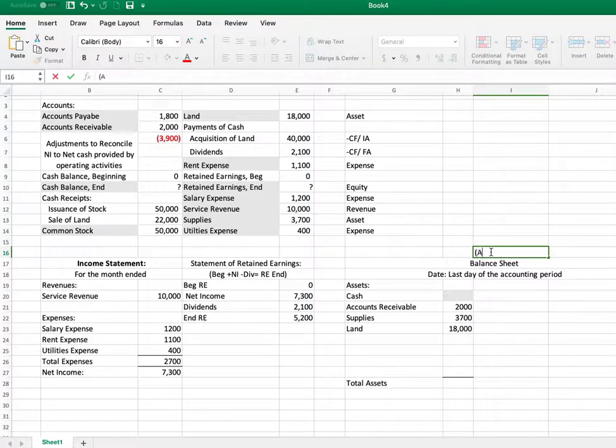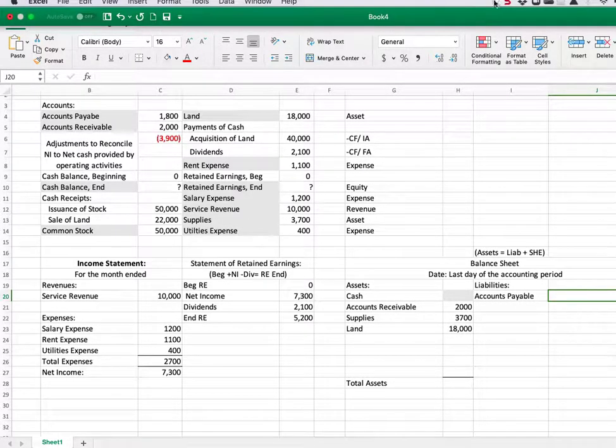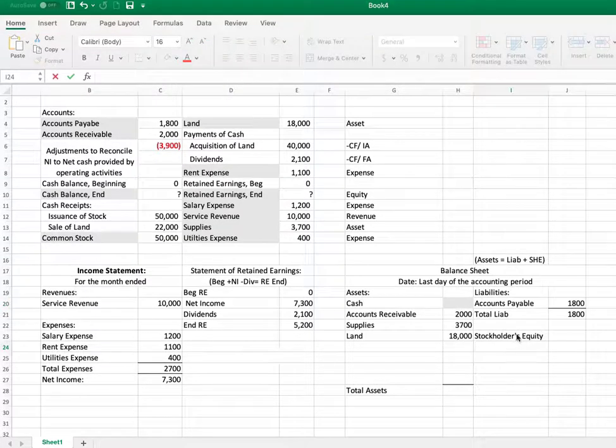Oh, and you know what I forgot to tell you is the formula for the balance sheet is the accounting equation. It's assets equal liabilities plus stockholders' equity. So now let's look at the other side of the balance sheet. Let's list out our liabilities. Accounts payable is our liability here. So accounts payable is $1,800.